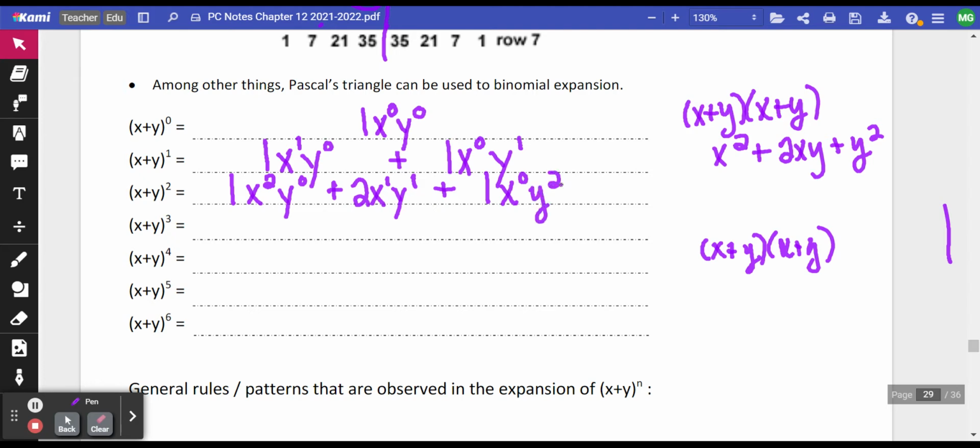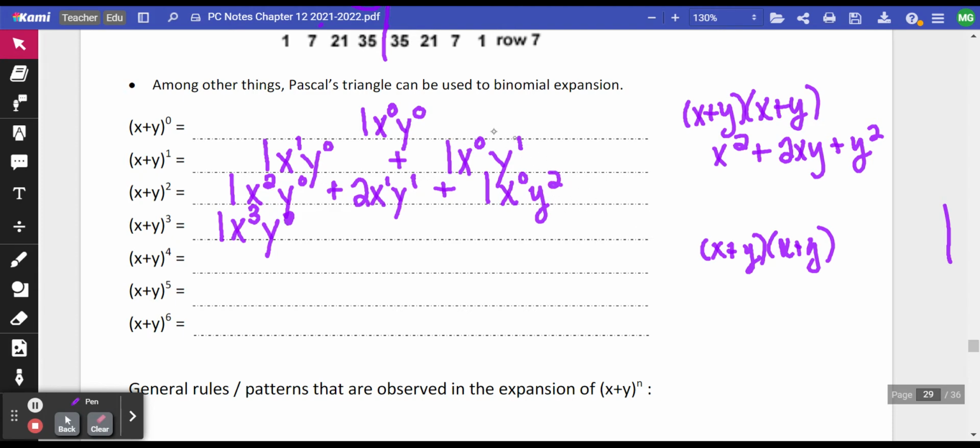Now, maybe you see some patterns emerging. 1, 1, 1, 1, 1, 1. Our coefficients on the outside are always 1. Look at our exponents. X to the 0, x to the first, x to the second. What do you think would come next? Hopefully you thought 1x to the third. And how about that y? Y is always raised to the 0 power on the outside, isn't it?